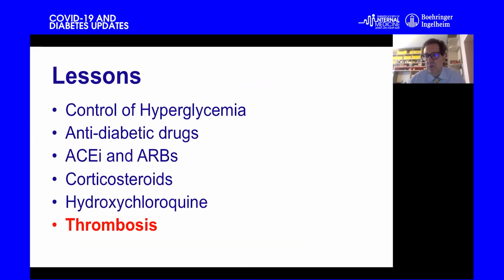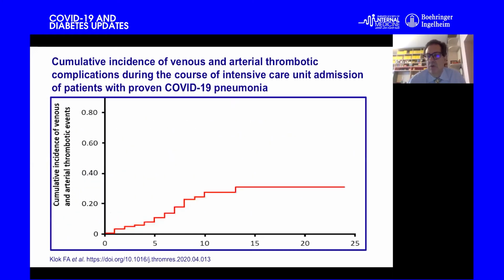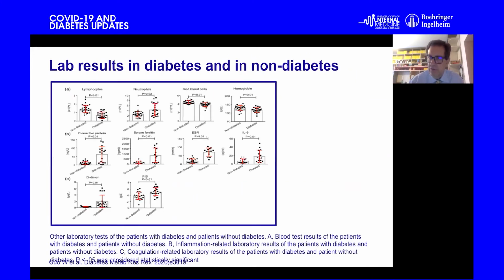Finally, what about thrombosis? Now we know very well that behind all the story of COVID, people are dying because of thrombosis. There is thrombosis in the lungs, there is thrombosis anywhere, and the cause of death is the thrombosis. And this is particularly true for diabetes.